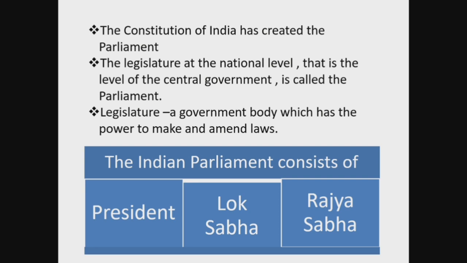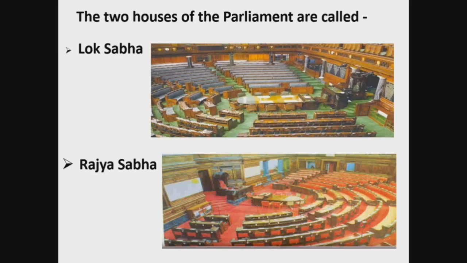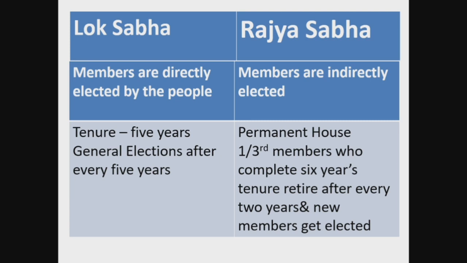Students, the Indian Parliament consists of three elements. They are the President of India, then two houses of Parliament, that is Lok Sabha and Rajya Sabha. The two houses of the Parliament are called Lok Sabha and Rajya Sabha. Now let us discuss both these houses, making a comparison between them.